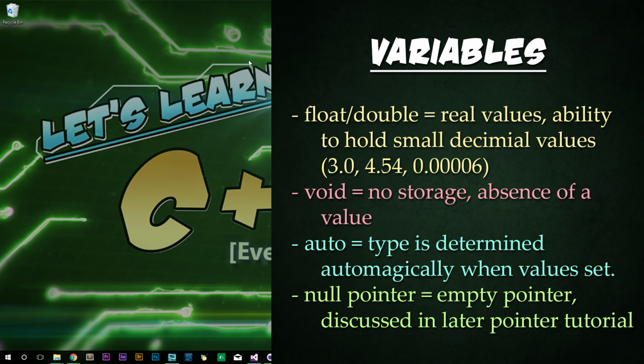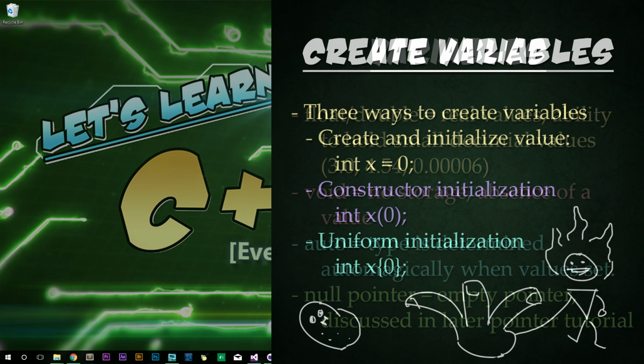Auto is a type that automatically determines what the output type is, and we'll see an example in a bit. A null pointer is an entirely different topic altogether, and we'll cover that when we cover pointers themselves. For now, just ignore it. One last thing is that you can have many more different variable types by importing libraries or data structures or any number of things into your file.